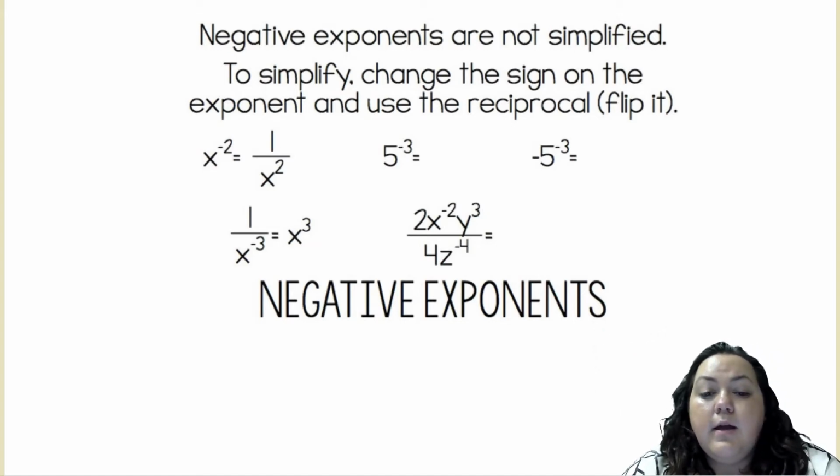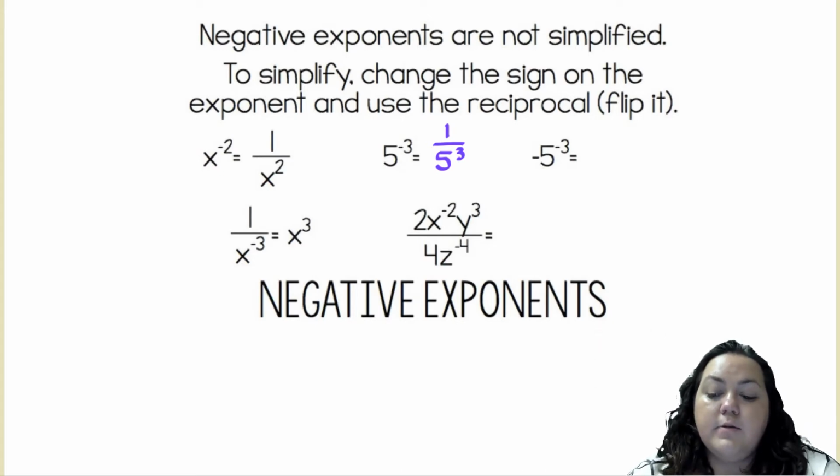All right, the next one I have is 5 to the negative 3rd power. I want to get rid of that negative exponent, so it's going to be 1 over 5 to the 3rd. And then 5 to the 3rd power is 5 times 5 times 5, which is 125. So it's 1 over 125.